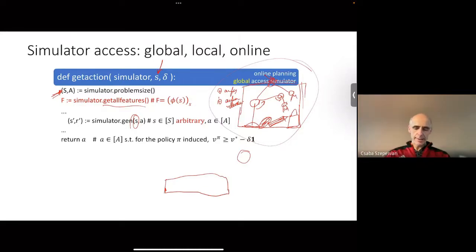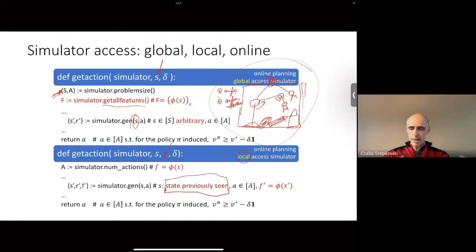So this local access is fine. There is also, when you have the features, the feature would come in, and then you can query features for states that you have previously seen, but not for others. So this is local access.